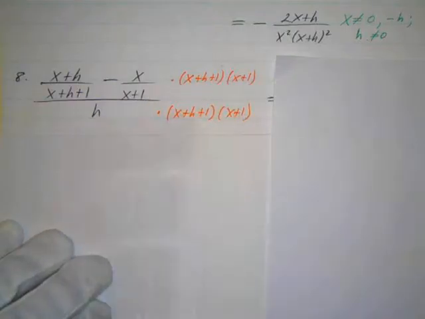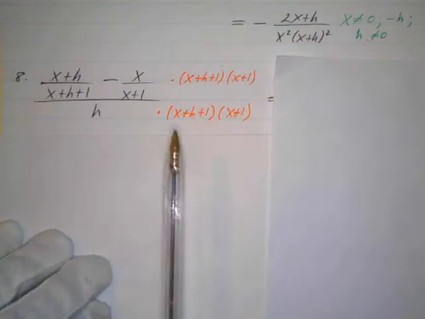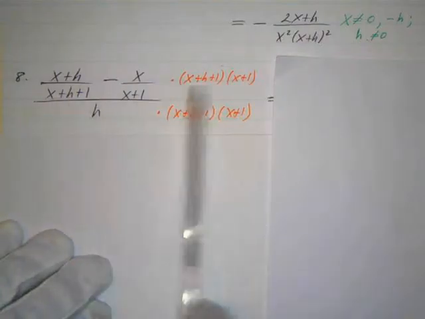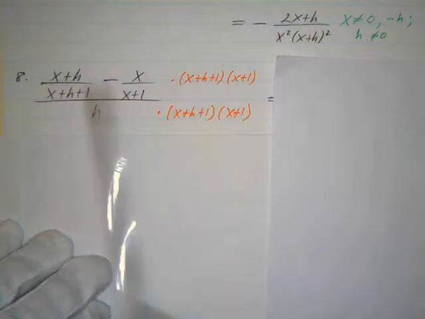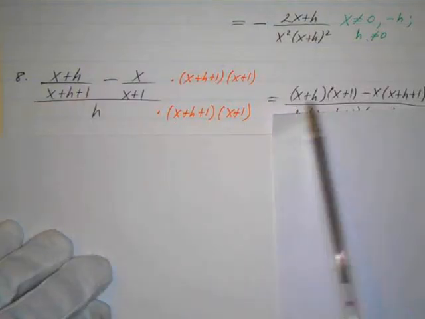Okay, I'll just leave it like this, so I don't have to do that. That would be 6 terms. I don't have to deal with that. And then when I multiply this LCD times the first term, the trinomials cancel, so I've got x plus h times x plus 1, and I write it out.